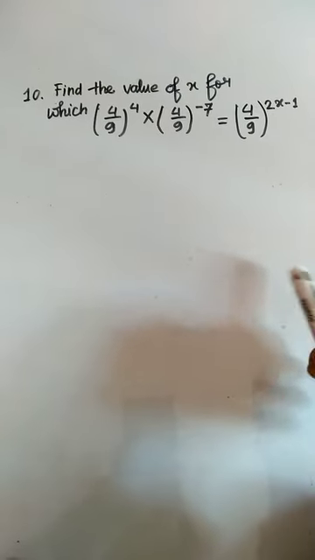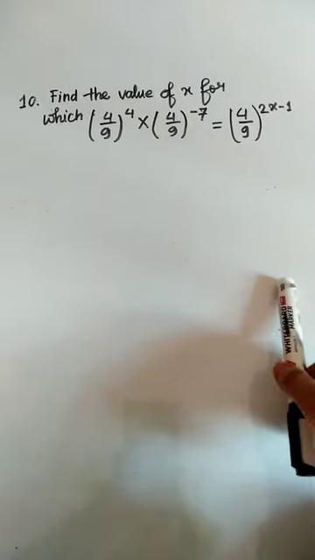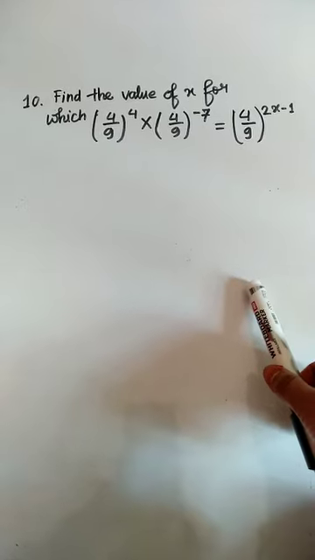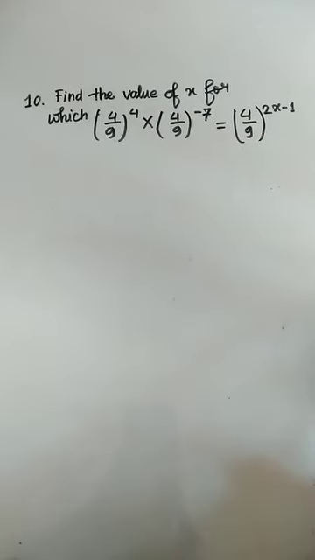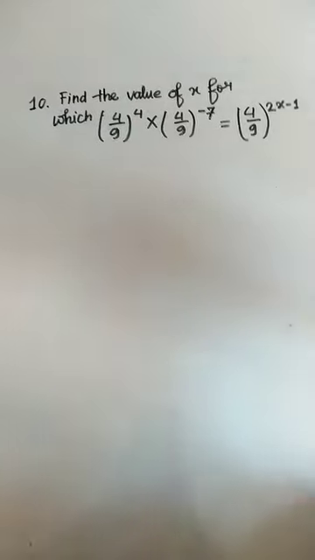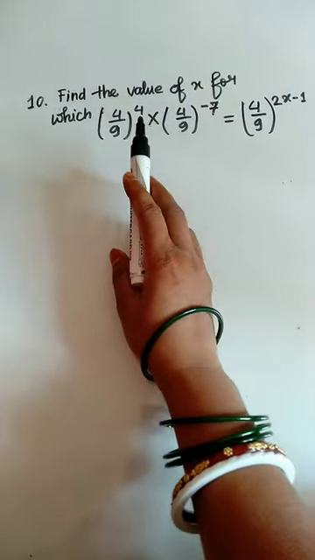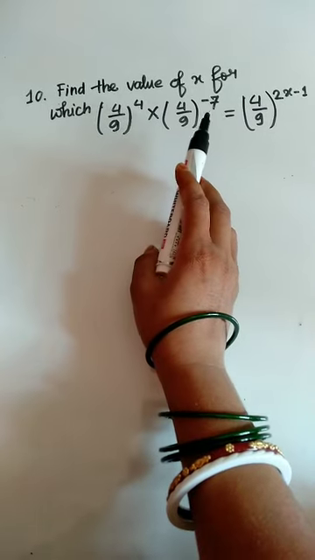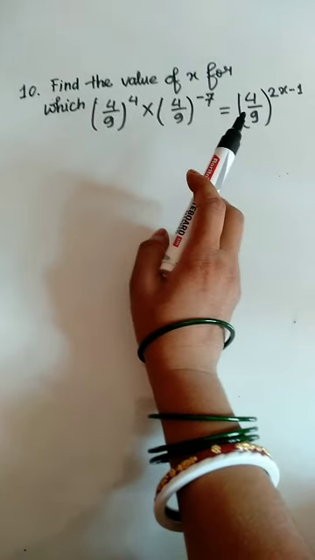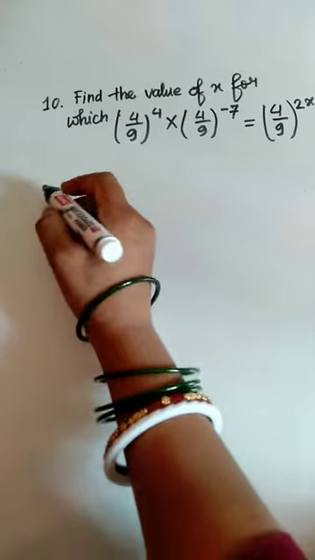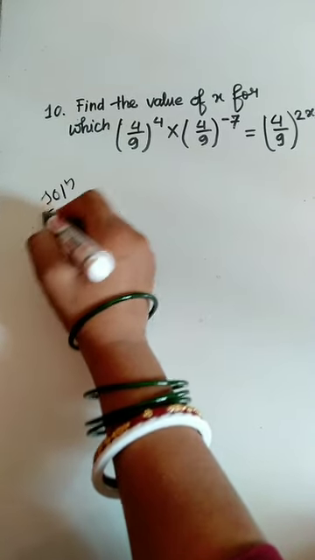Hello students, in this video we learn to solve question number 10, and on the basis of this video you can solve question number 9 also. So our question is: find the value of x for which (4/9)^4 × (4/9)^-7 = (4/9)^(2x-1). So let's start the solution.